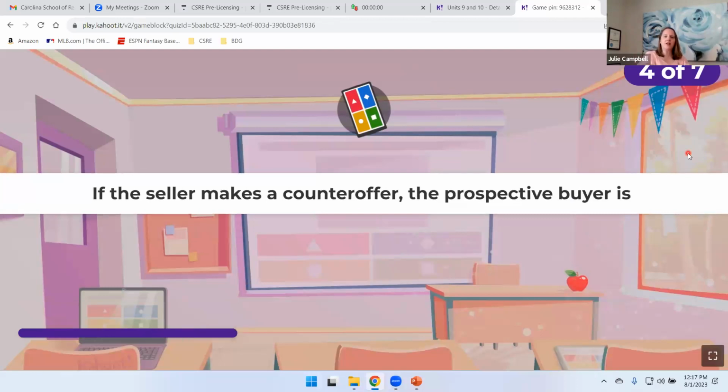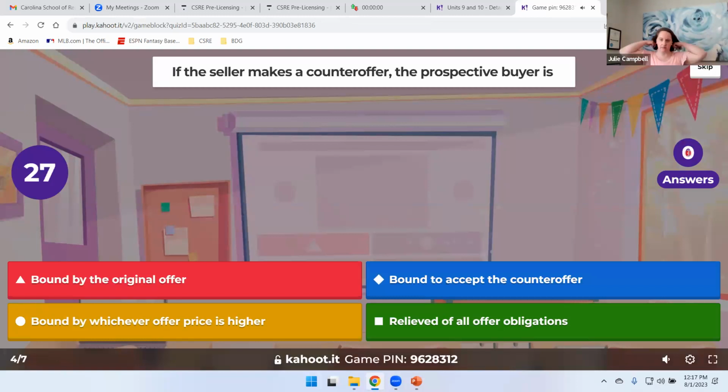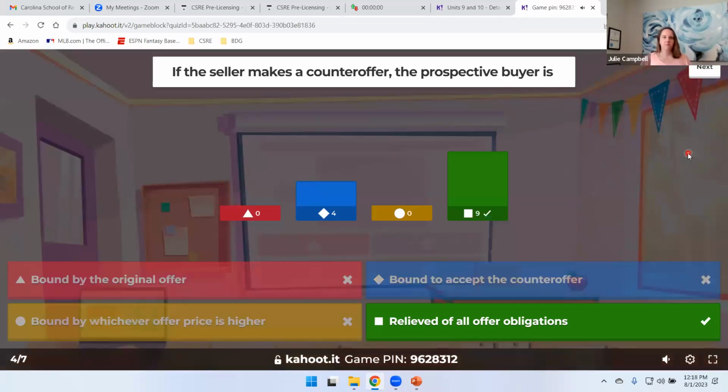Question number 4. If the seller makes a counteroffer, the prospective buyer is... Seller makes a counteroffer, the prospective buyer... they're relieved. A counteroffer is a rejection.